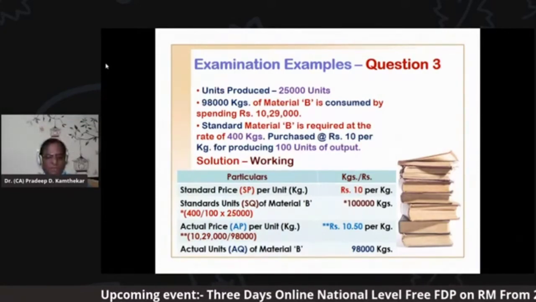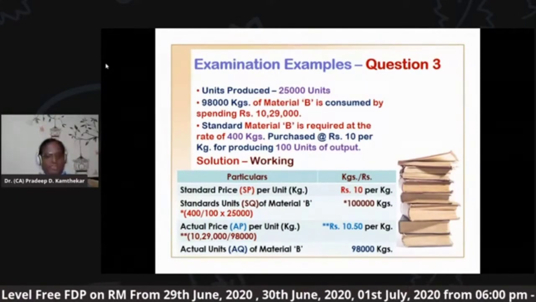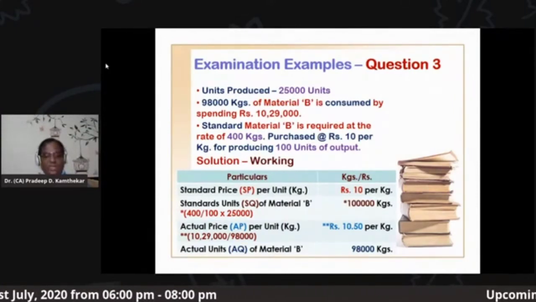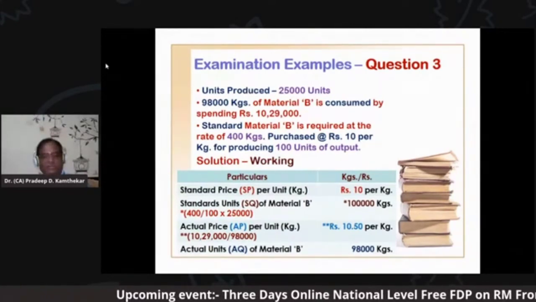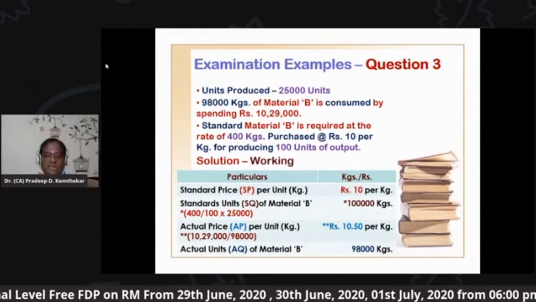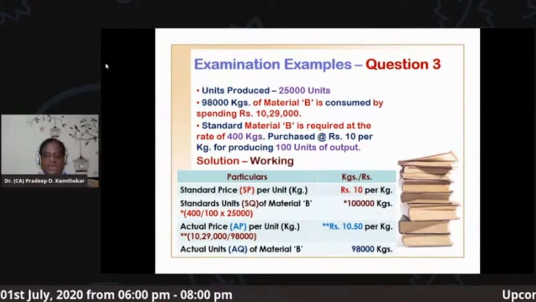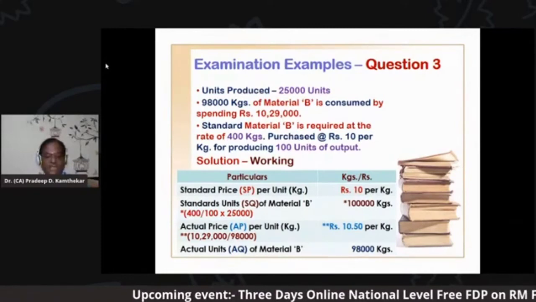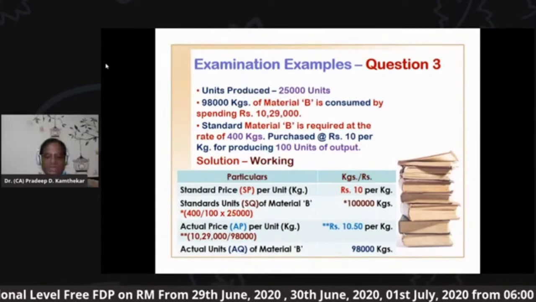Whatever is given in the problem, you have to calculate the standard material required for the actual production. And actual production is not 100 units, it is 25,000 units. So if for 100 units, 400 kilograms of material B is required, then for 25,000 units, how many kilograms of material is required? I have given the calculation in the second line in the table. It is 400 divided by 100 into 25,000, and that comes to 1 lakh kilograms of material. That is the standard quantity. So we have SP as 10, SQ as 1 lakh, AP as 10.5, and AQ as 98,000.